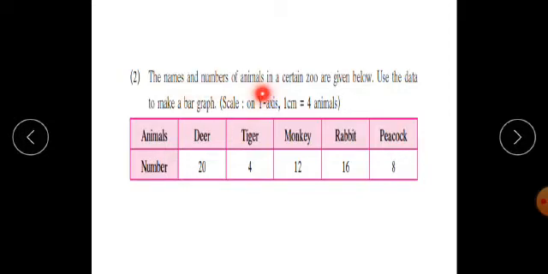Now moving to the second question. The names and numbers of animals in a certain zoo are given below. Use the data to make a bar graph. Scale on y-axis: 1 centimeter is equal to 4 animals. Names of the animals are given and their numbers are also given. Deer 20, tiger 4, monkey 12, rabbit 16 and peacock 8.